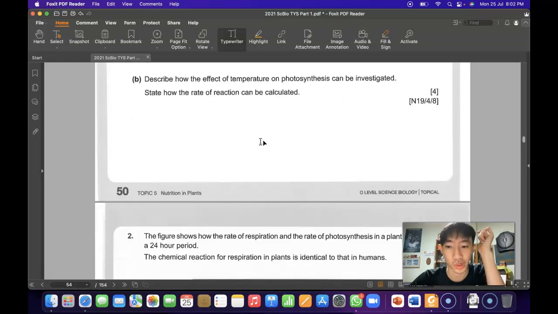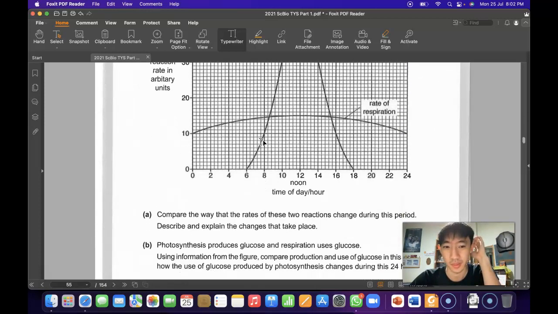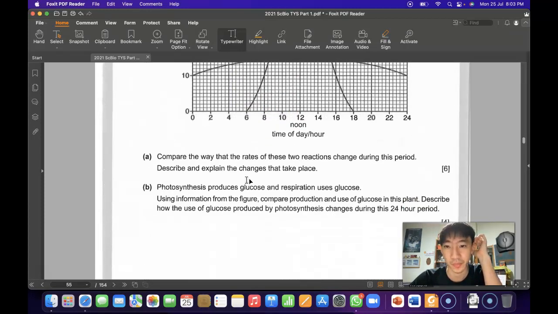Okay, let's move on. Question 2. Also try this. It's kind of a repeated question, but the question changed a little bit. Okay, so the graph is the same, but the question changed. Compare the way that the rate of these two reactions change during this period. Describe and explain the changes that take place. Okay, so this one is quite standard.